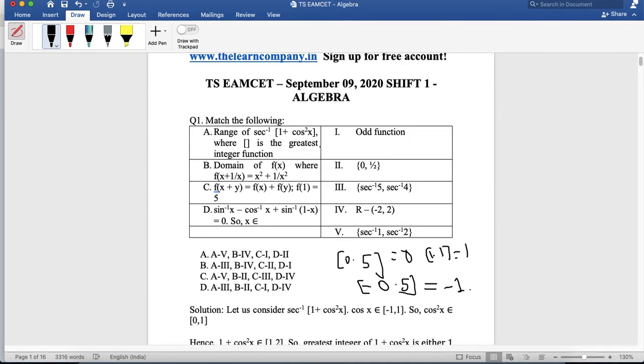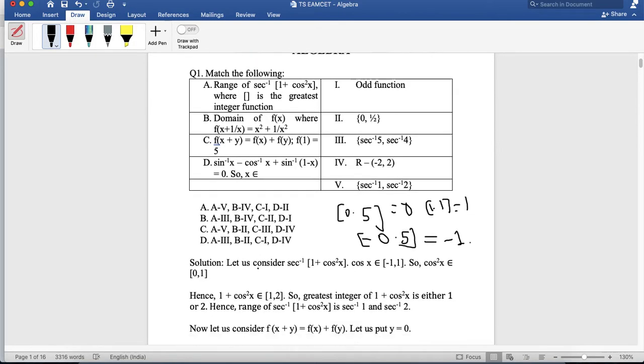So let us start solving the problem. Range of secant inverse of the greatest integer of 1 plus cos square x. I'll first look at cos x. We know that the cosine function lies between minus 1 and plus 1, and both values are included. So what will be the value of cos square x? The values between 0 and minus 1, when you take a square of them, will become positive, and they will also lie between 0 and 1. So for all the values that you might put in here, cos square x will be a value between 0 and 1.